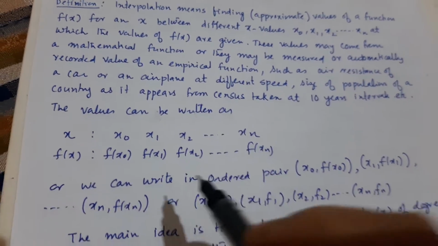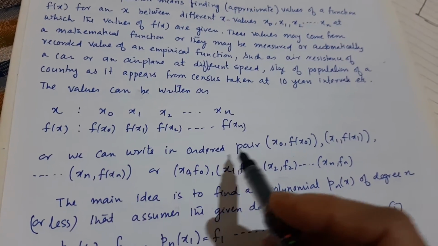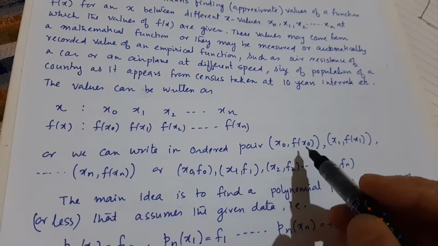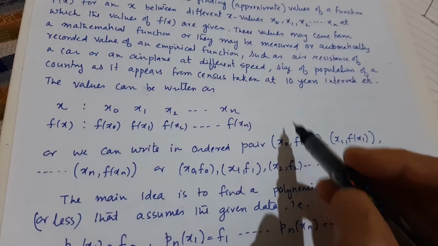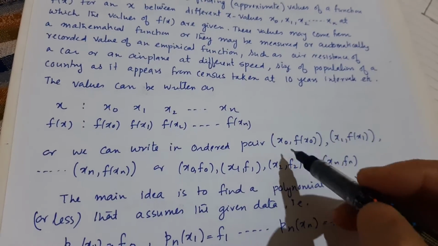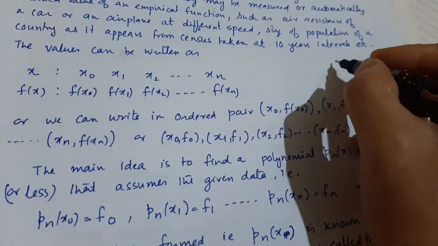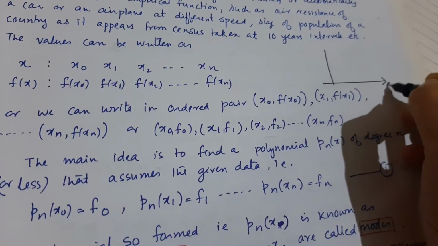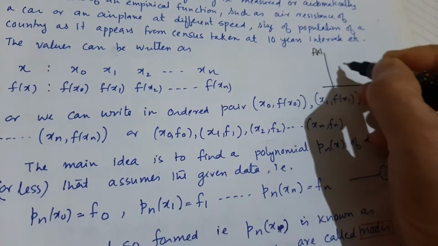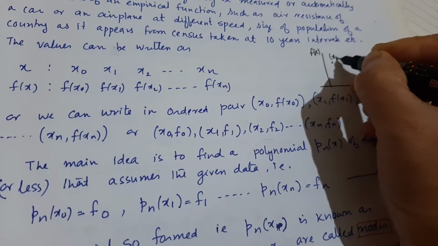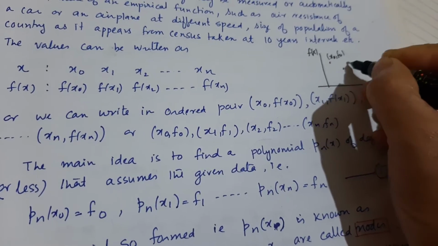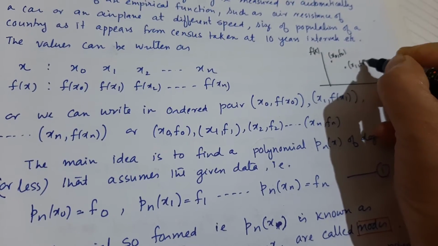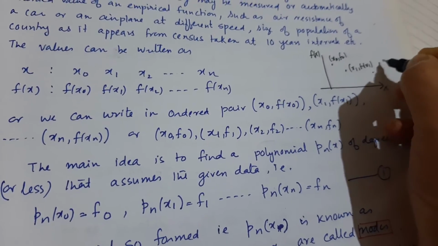These points can also be written as ordered pairs like this, x0, f of x0. Now if I draw these things in a Cartesian plane, we can draw them like this. These are x and these are your f of x, maybe this point is your x0, f of x0, this may be x1, f of x1, and so on. Okay, these points can be drawn.